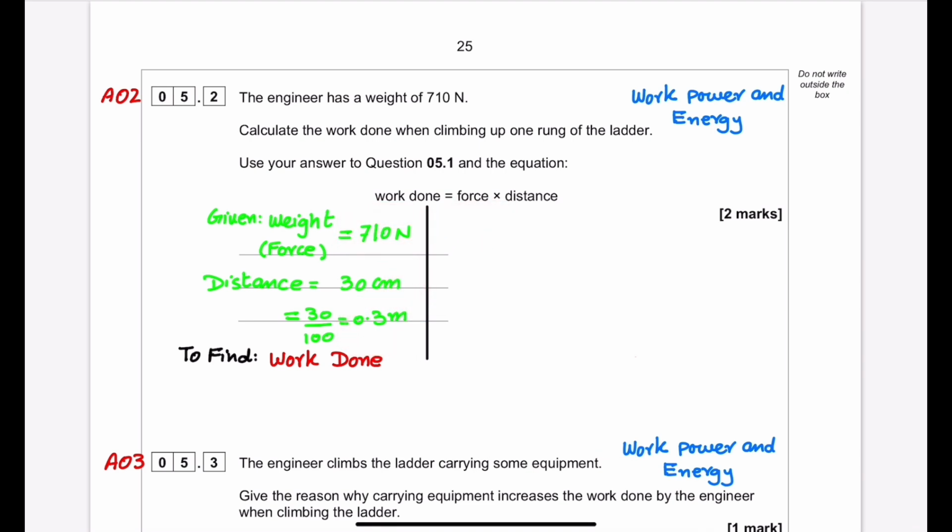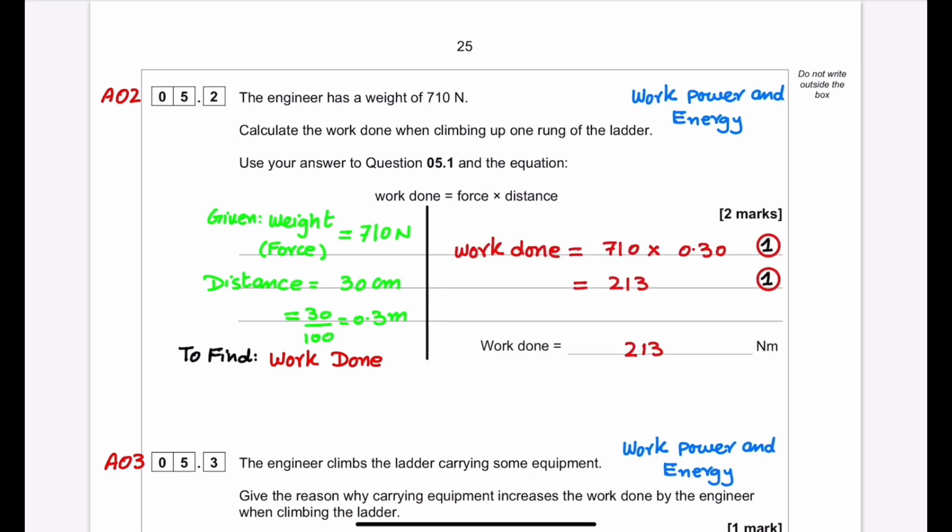Let's see the model answer. So the work done is equal to force, which is 710 newtons, and the distance traveled, that is 0.30 meters. We will substitute both the values in our equation. So the answer is 213 newton meters.